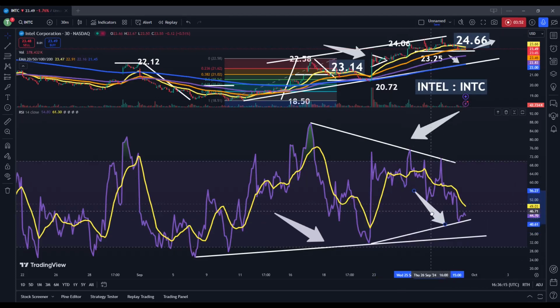Even if we do see share prices break below here, we do still have this longer term reading that is in place.